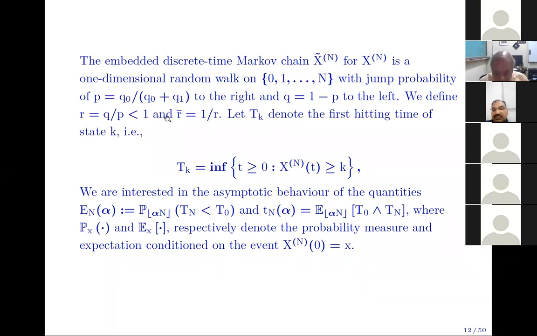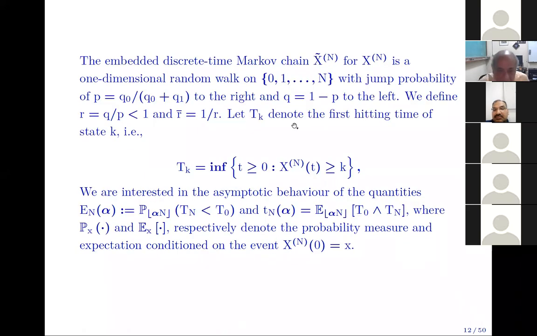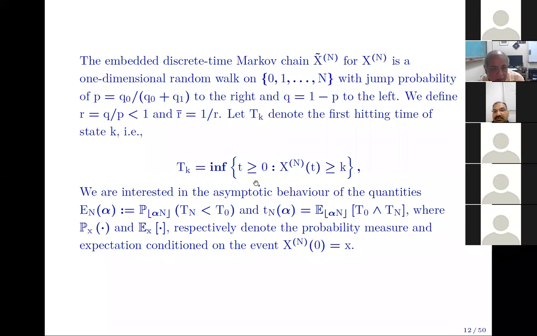And that comes from the ratio of this transition over this. As you can see, this n minus k, these will all cancel. It will just be Q0 over Q1. And that is why the Q0 comes, and this is the total thing, which is Q0 plus Q1. So this is the probability of going to the right, and 1 minus this is the probability of going to the left.